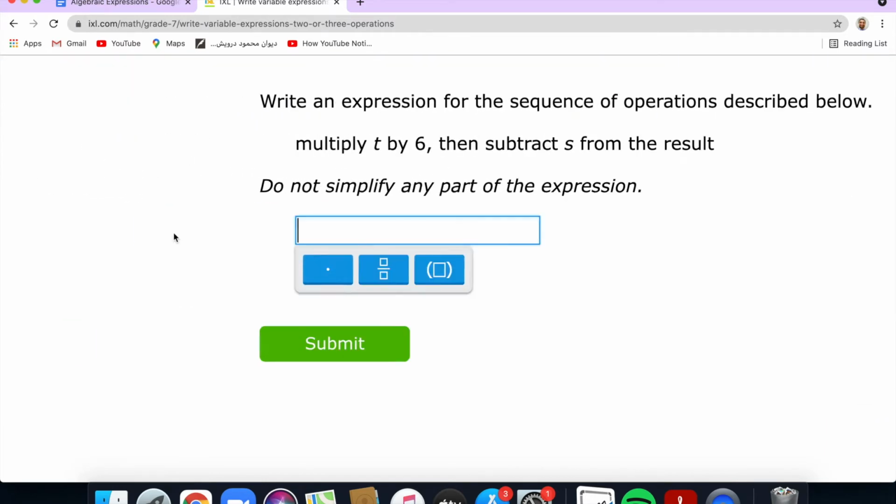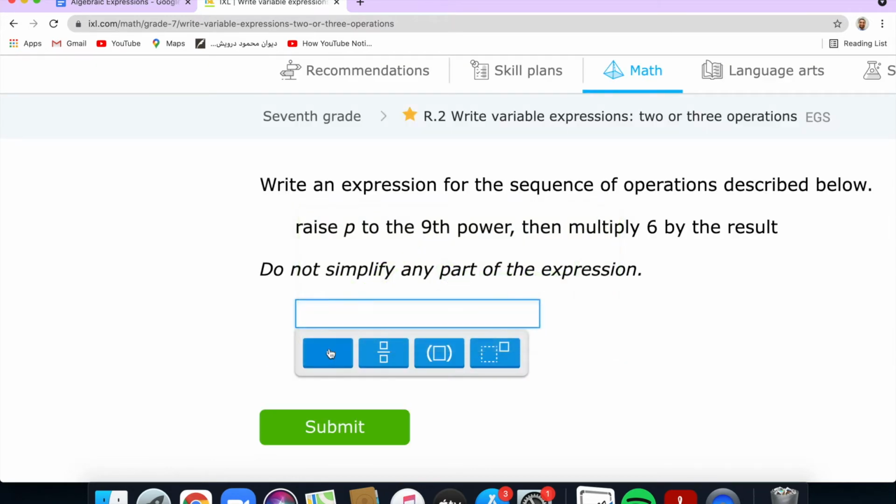Multiply t by 6. Remember, in math, we shouldn't write it like t6. I know that t times 6 is the same as 6 times t, but you should write the number first. Like you say 2 apples or 6 apples, we don't say apples 6. So here you have to say 6t. Please don't write it t6. Then subtract s from them. That means 6t minus s, not s minus 6t. Why? Because they said subtract s from them. So you need to understand it.